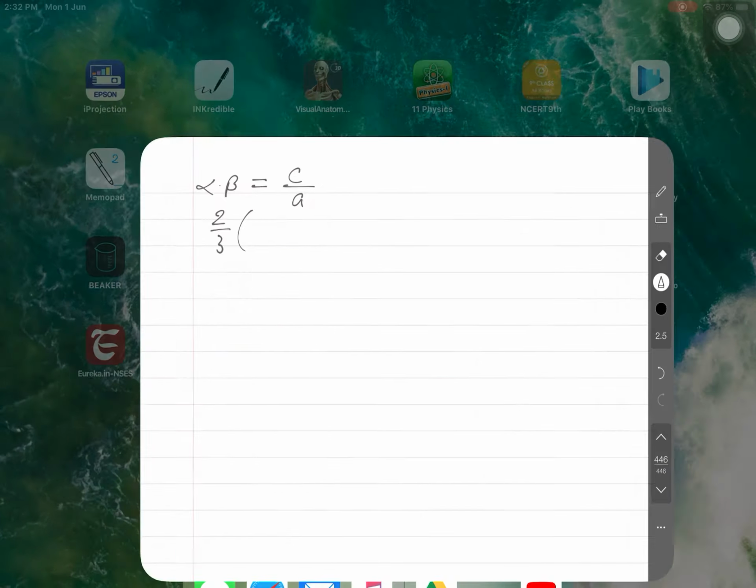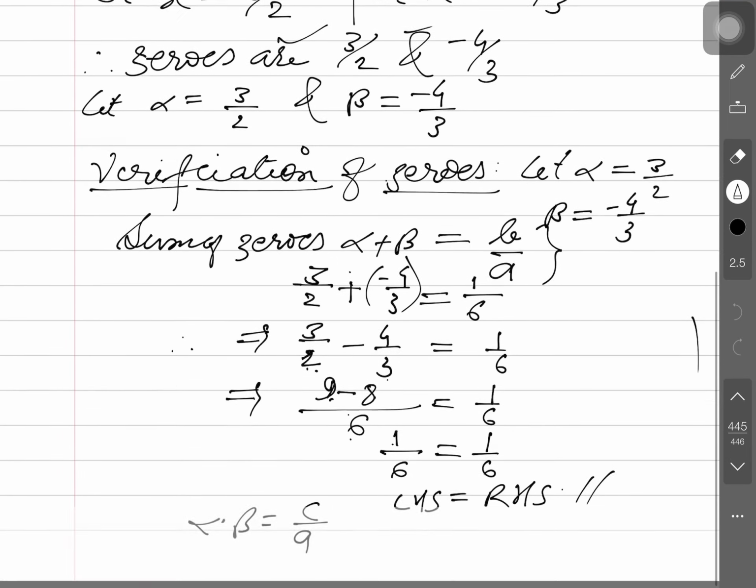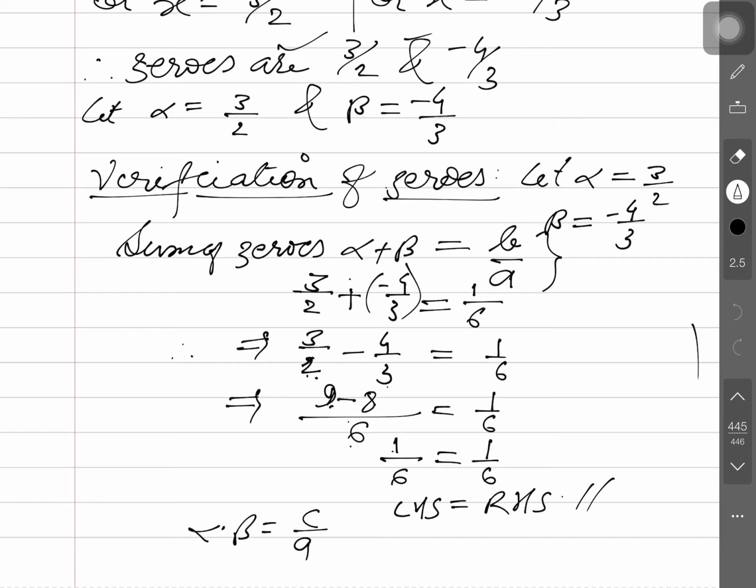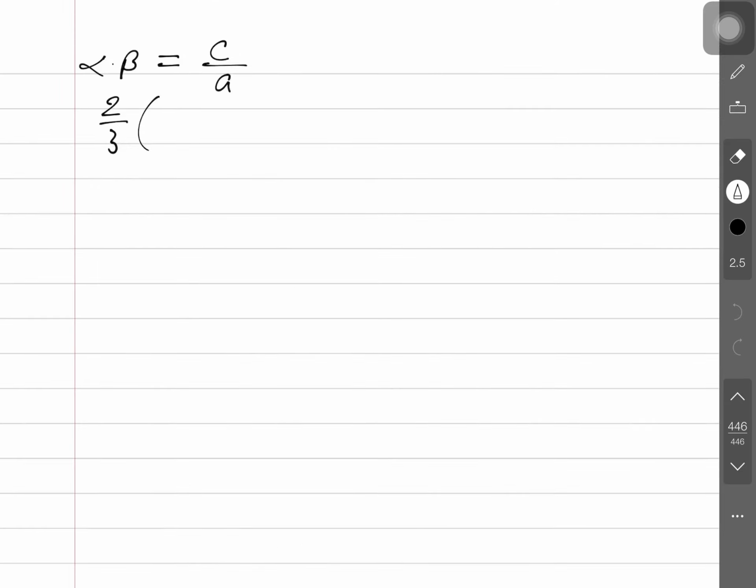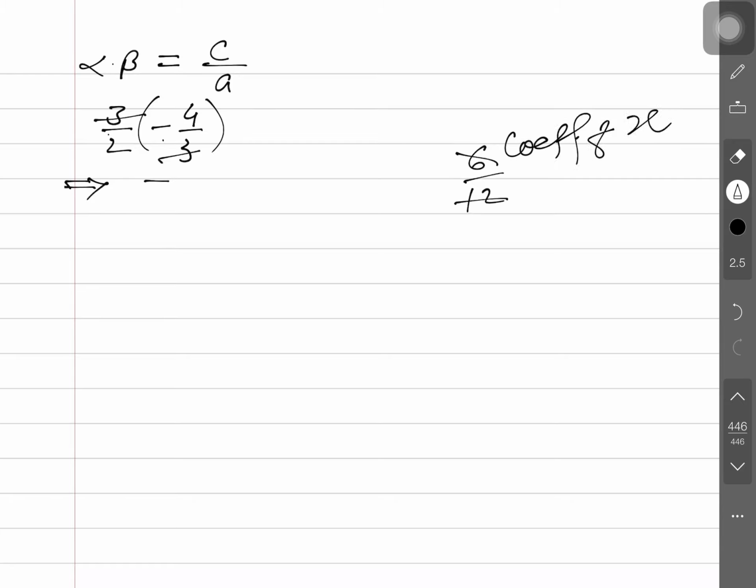what is the value we found here, the value of alpha, 3 by 2, minus 4 by 3. What is to be done? These are to be multiplied, minus into plus is minus. 3 cancels here, but I will suggest you not to cancel them. Why? Because sometimes we need to bring 6 by 12, so we will not cancel it. We have to bring the coefficient of what? X, divided by the coefficient of what? X square. Clear?